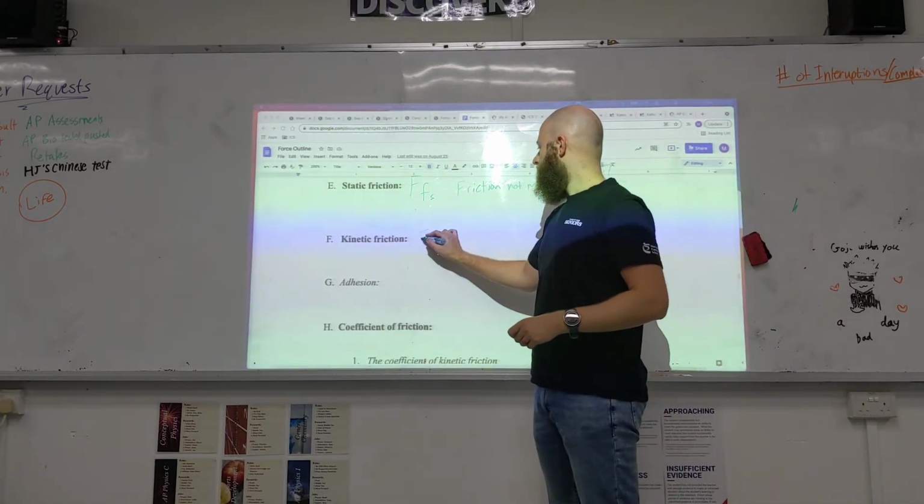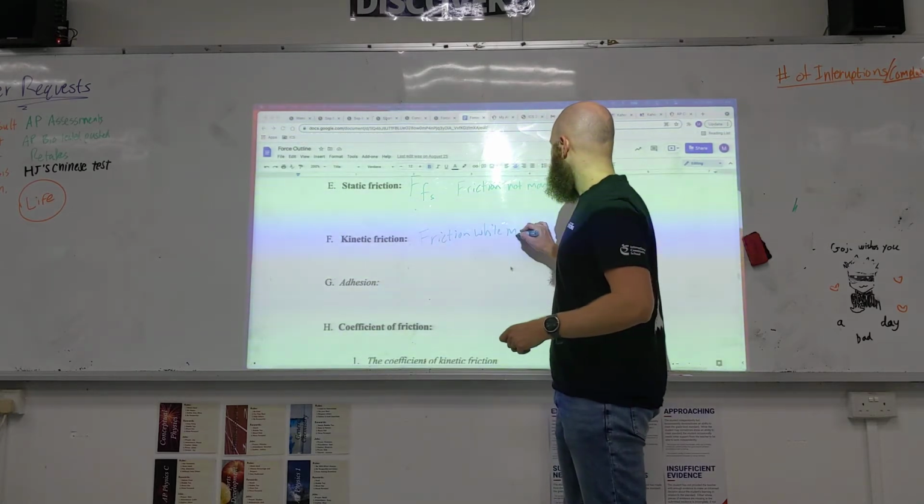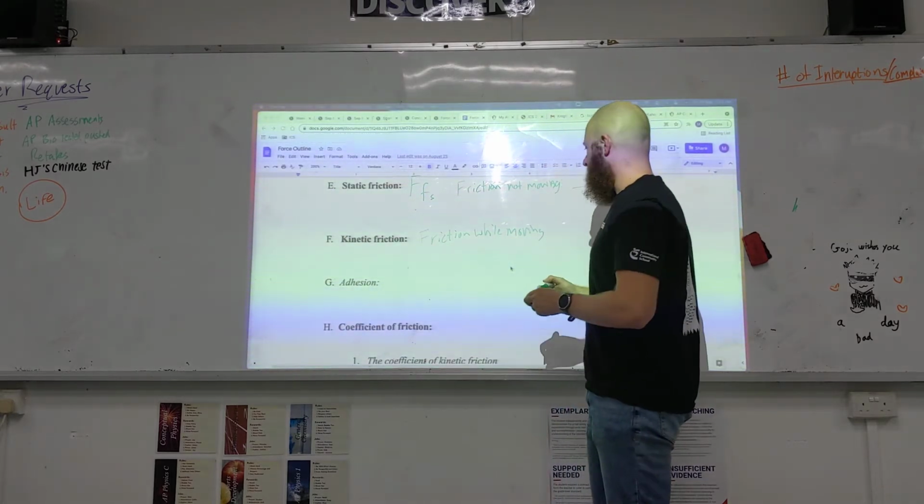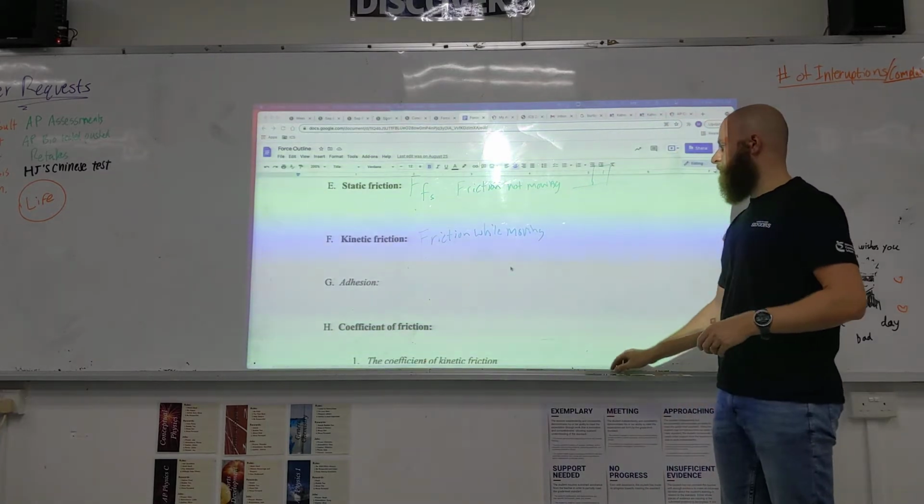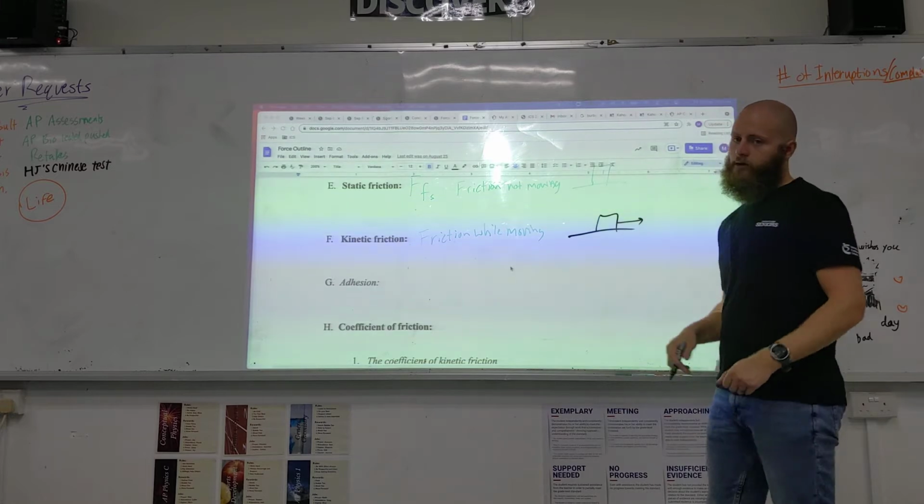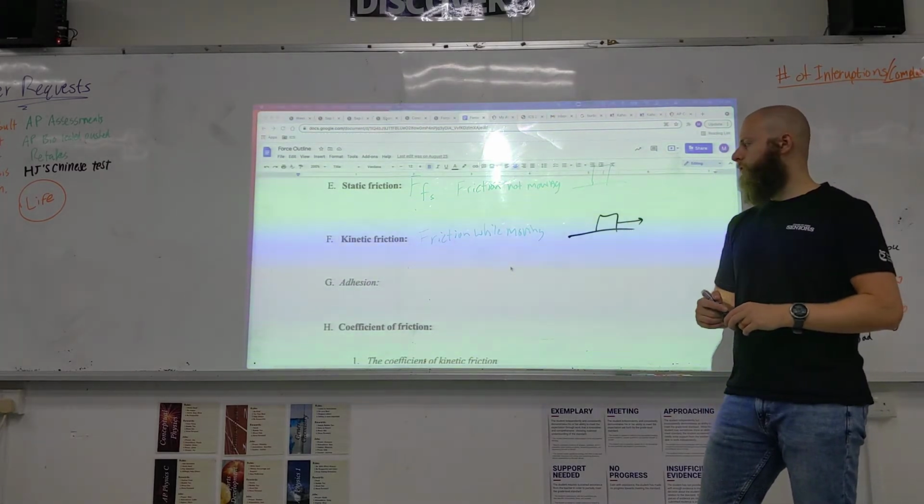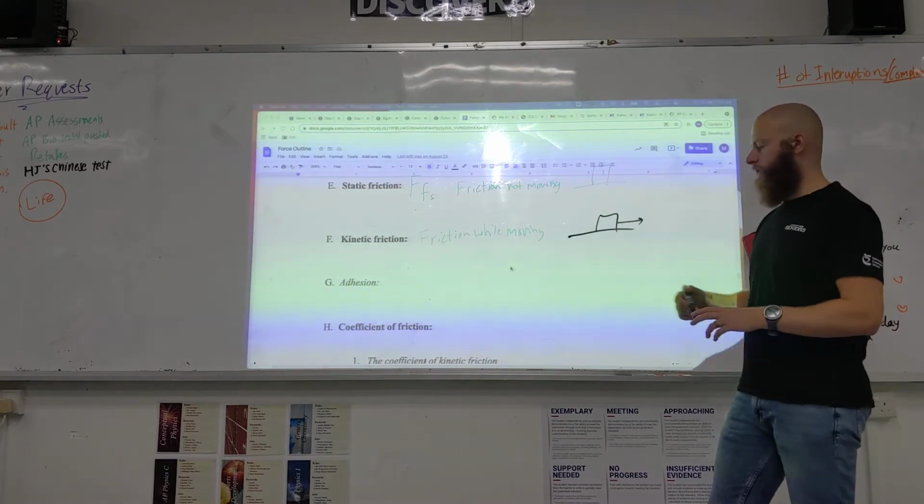Kinetic friction, friction while moving. Okay, so this would be friction where you're actually moving. So for example, if the box is sliding along, that would be an example of static friction. Or sorry, kinetic friction. The box is sliding along here.